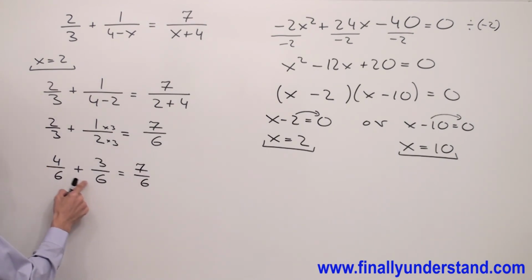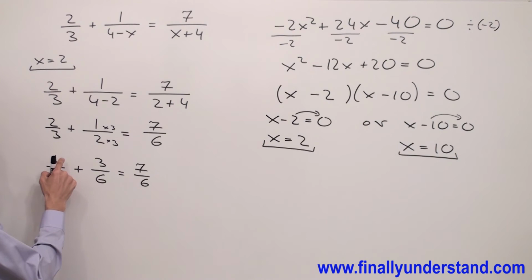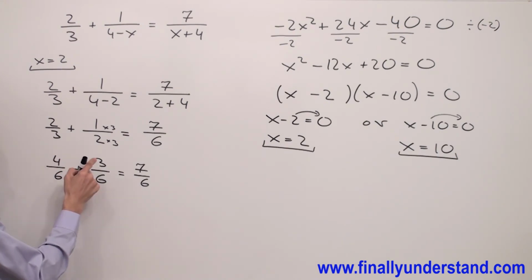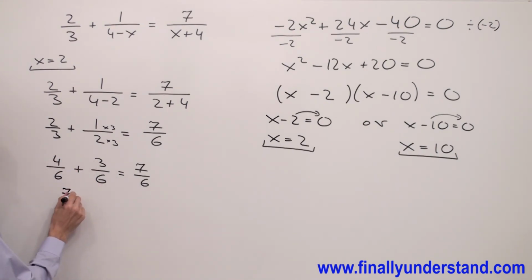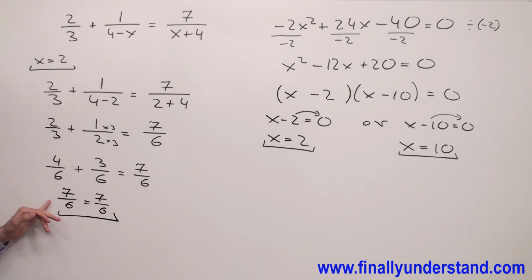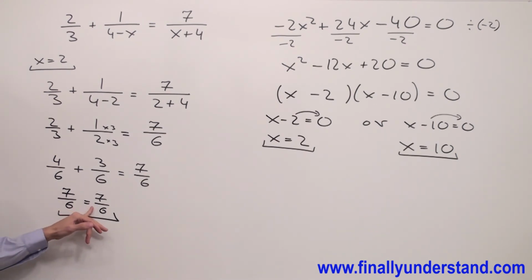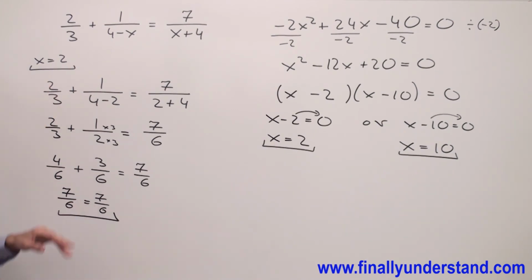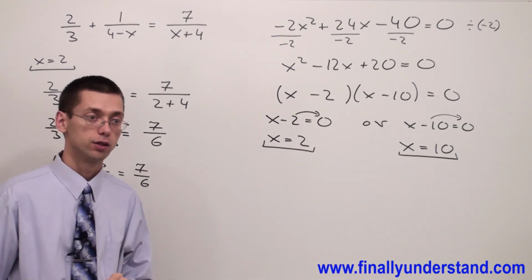I have a common denominator. I can add these two fractions. 4 plus 3 is equal to 7. I have 7 over 6 equals 7 over 6. Please notice that the left side of my equation is equal to the right side. That's why I can say that x equals 2 is a correct answer to my problem.